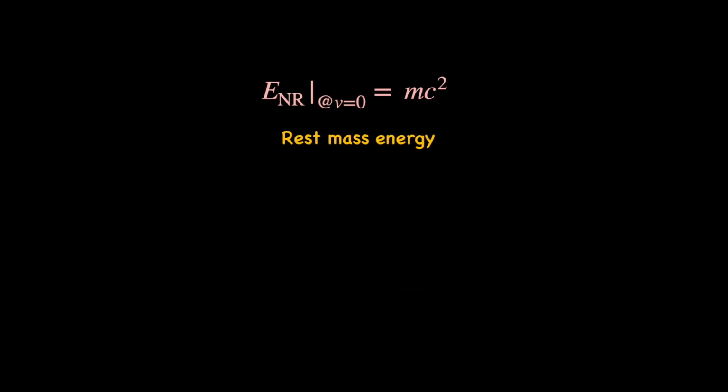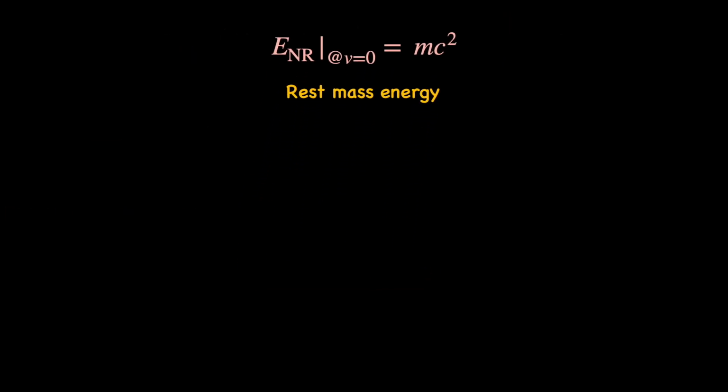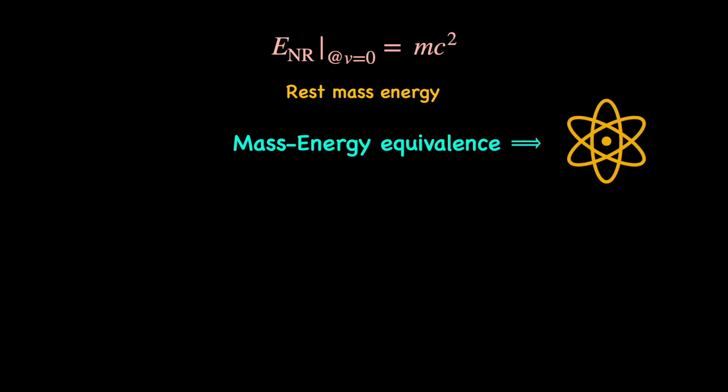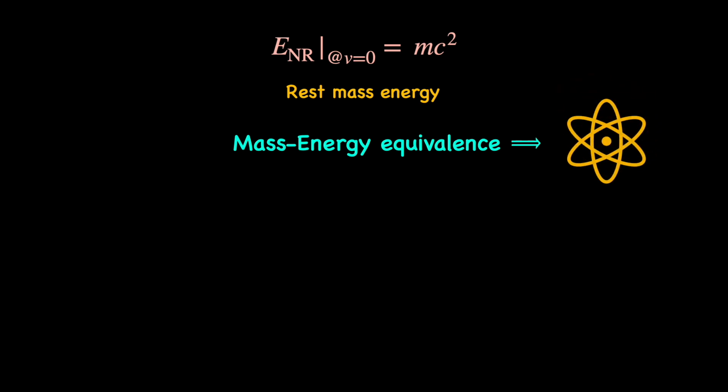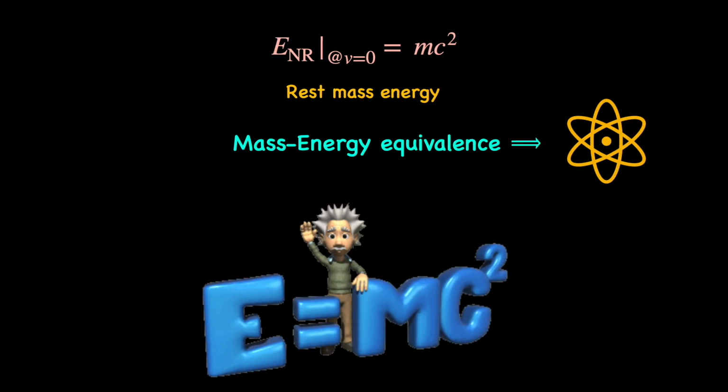This idea of the rest mass energy is in fact at the heart of the famous mass energy equivalence, which says mass is nothing but a form of energy and the two can be converted into each other. Einstein himself spoke of this mass energy equivalence in his 1905 paper, although he reached this conclusion not quite the way we have done in this video.